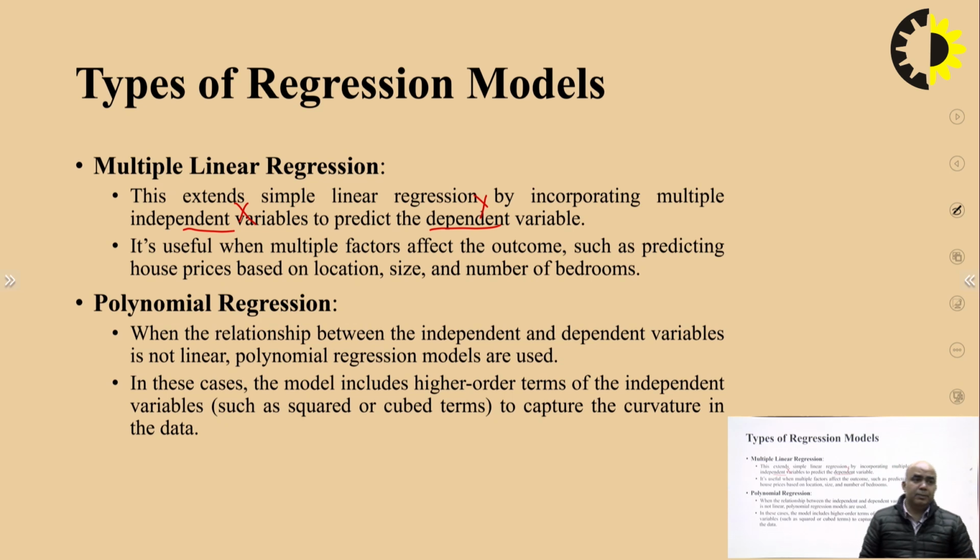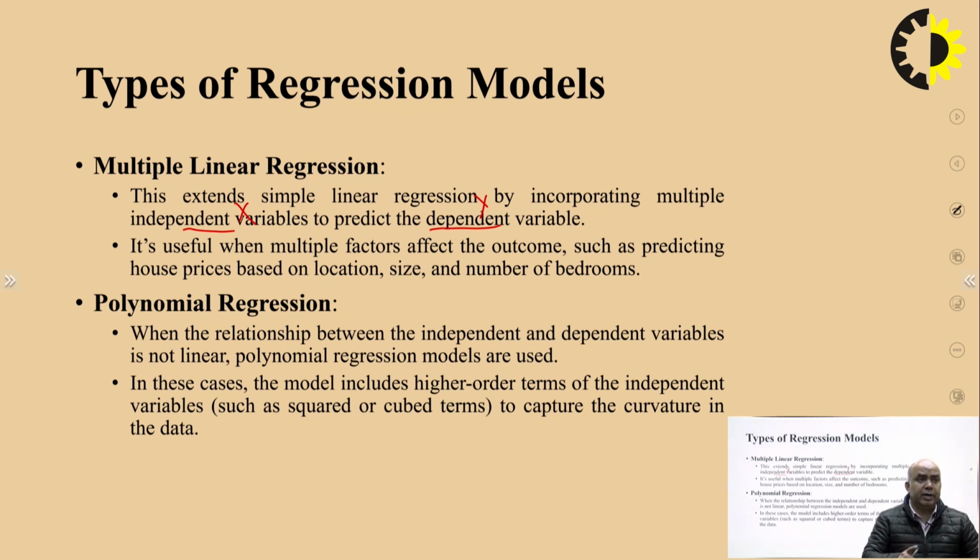Another is polynomial regression, used when the relationship between the independent and dependent variables is not linear. In that case, polynomial regression models are used. In this case, the model includes higher-order terms of the independent variables, such as square or cube terms, to capture the curvature in the data set.